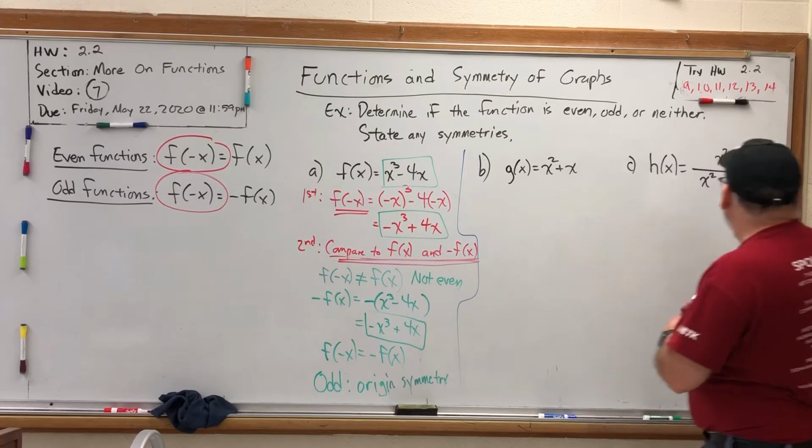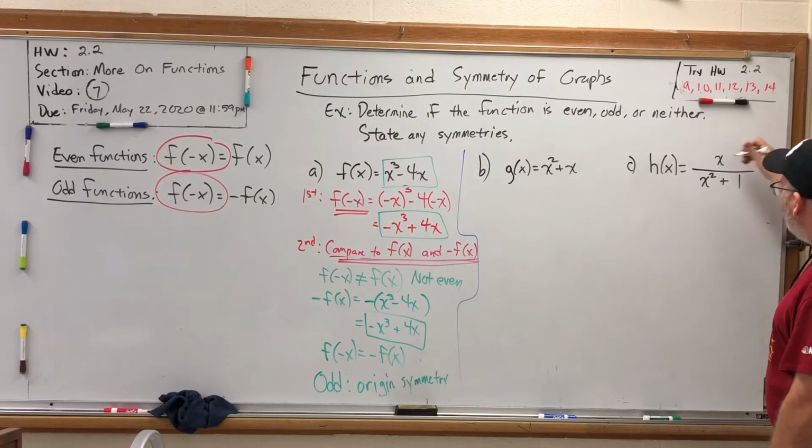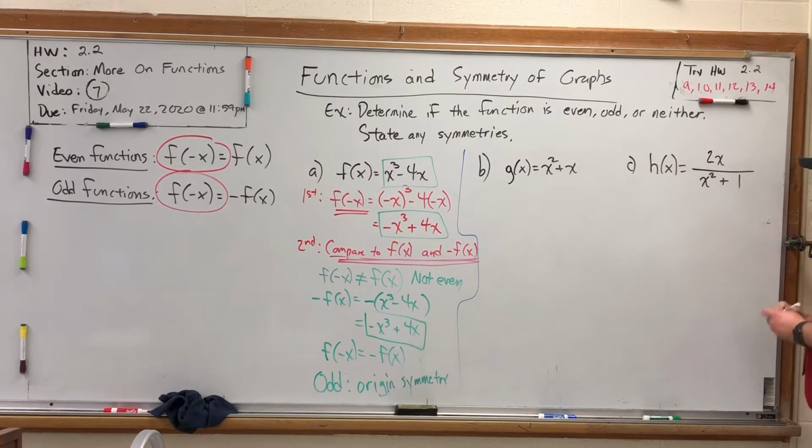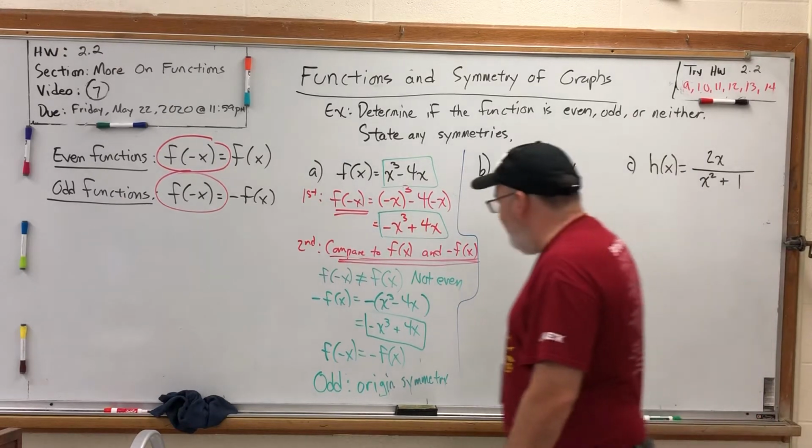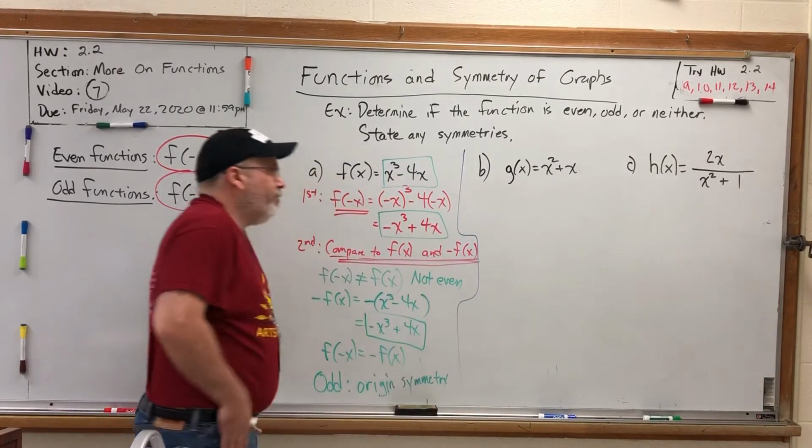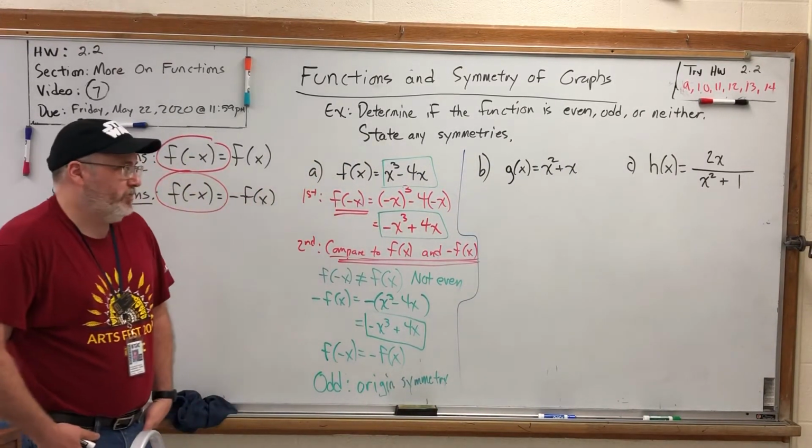In fact, I'm going to go back and change this one real quick. I'm just going to change this to a 2x, not an x squared. Because now the powers are a mixture of even and odd, but this function is either even or odd, and we'll find out in a minute. But let's get back to b, g of x equals x squared plus x.